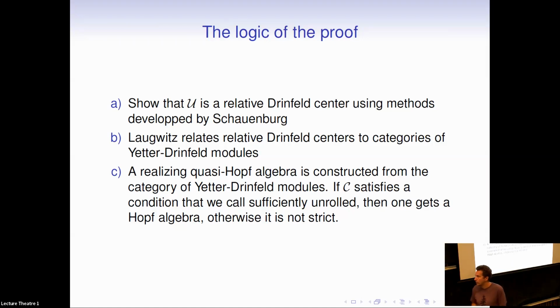And then we are already in good shape because just 2 years ago, Laugwitz explained how these relative Drinfeld centers are in fact equivalent to categories of Yetter-Drinfeld modules. And going from Yetter-Drinfeld modules to realizing bi-algebras is an old story. For a given example, it's an exercise to write down the generators and relations of the algebra and co-algebra, and as long as the rank is not too high, you can do it in a reasonable amount of time. So this is very nice.